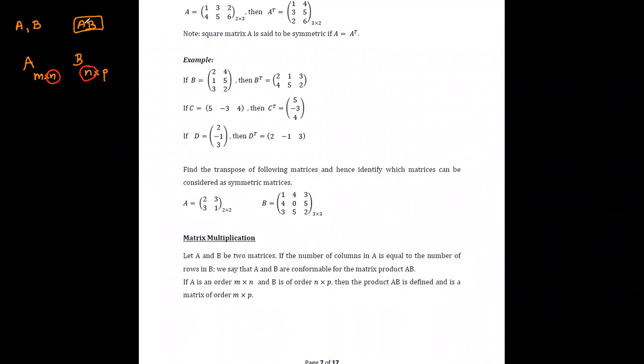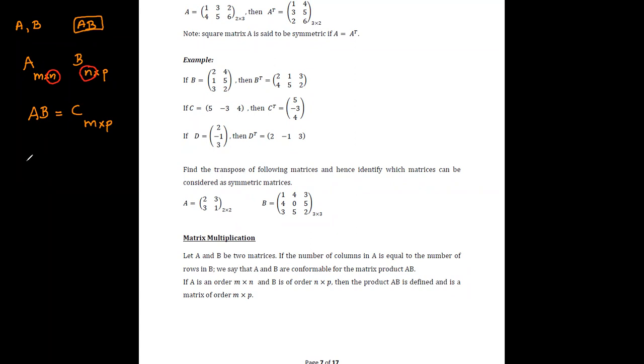It is because in our product A is the first matrix and B is the second matrix. Since this condition is satisfied, we can say that the matrices are conformable for matrix multiplication AB. Once you multiply these two matrices, you will get a matrix, say AB equals matrix C, having m rows and p columns.